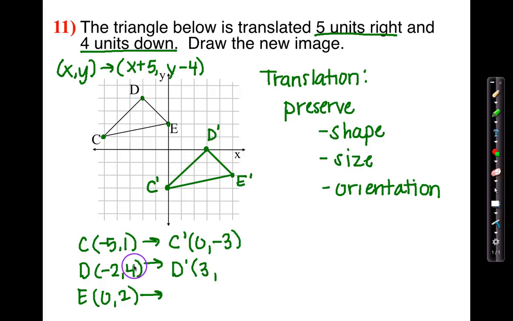And the y coordinates, we're going to go ahead and subtract 4. So 4 minus 4 is 0. Let's double check that that happened. Is d prime at 3, comma 0? Absolutely.